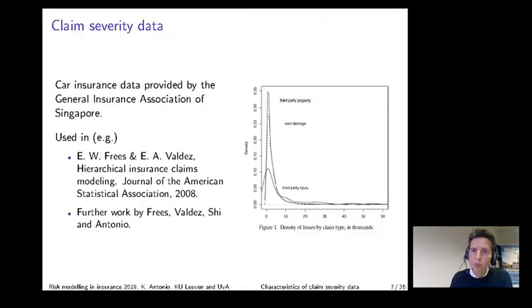Now, another famous dataset is the car insurance dataset provided by the General Insurance Association of Singapore, which was studied in a series of papers by Professor Jed Frees and Professor Emil Valdez. Three types of losses are registered in this dataset. There are losses on an own damage cover, a third-party property cover, and a third-party injury cover. The density plots over here on the right-hand side illustrate the skewness of the data and illustrate their long right tail. So these are typical features of insurance loss data.